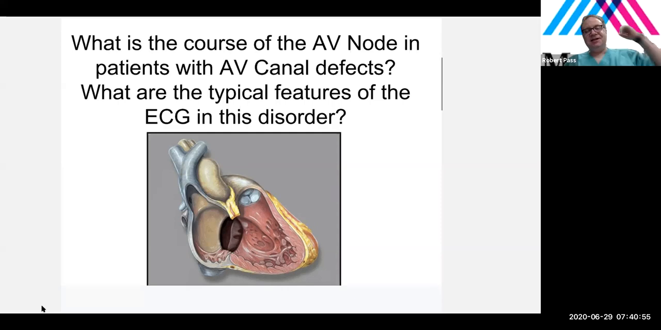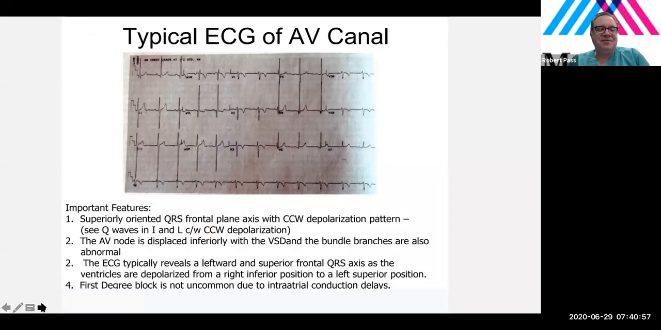This is a question that is definitely something that the board people seem to like. And so, as you said, there's usually a superiorly oriented QRS frontal plane axis with what they refer to as a counterclockwise depolarization pattern, which is notable for the little Q waves in leads 1 and aVL. Okay, and the AV node is displaced inferiorly, with the VSD and the bundle branches also being at the lower border of the VSD. So you have to remember that.